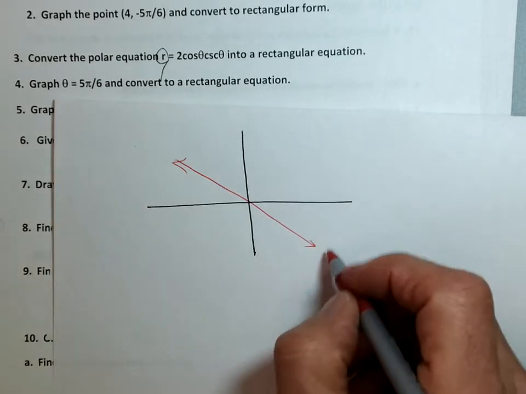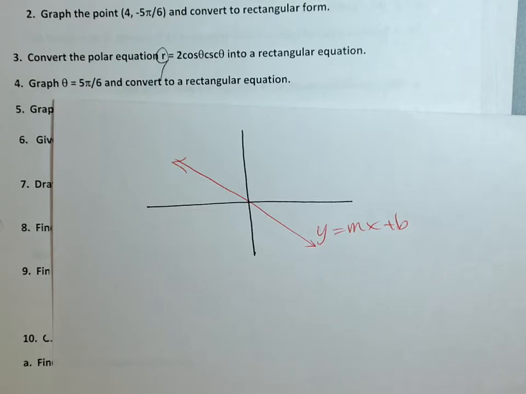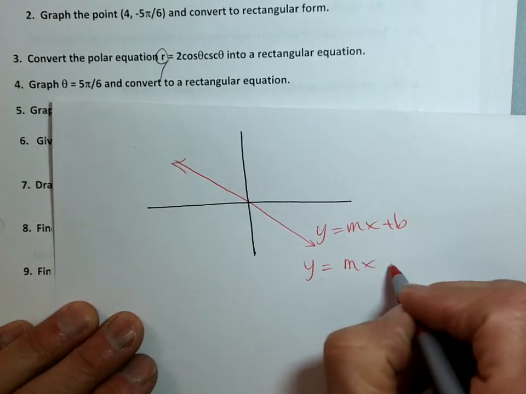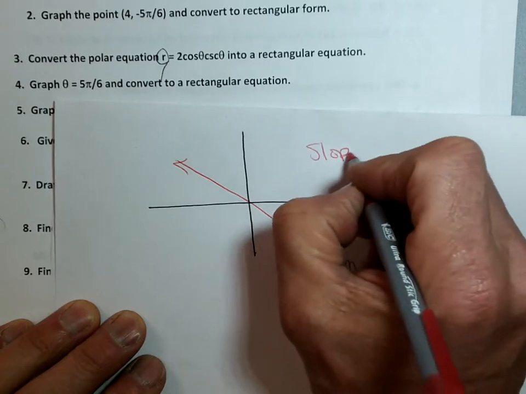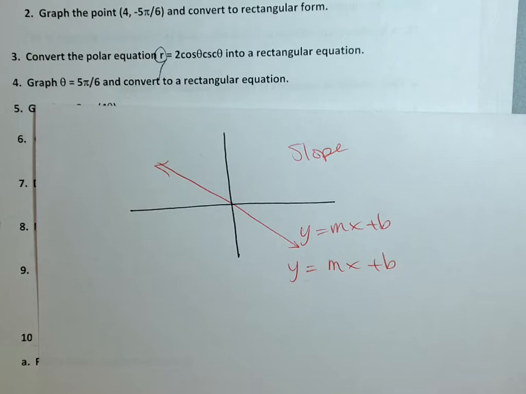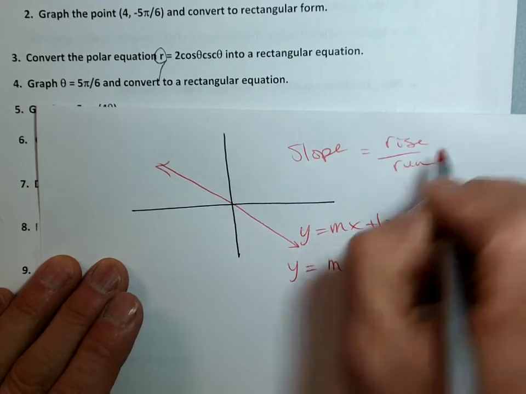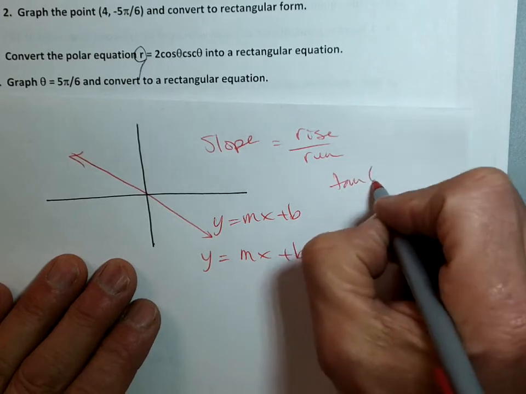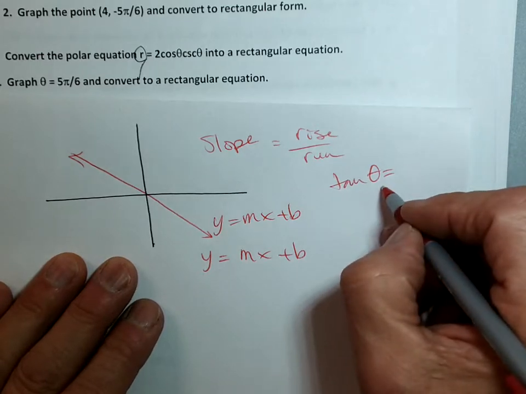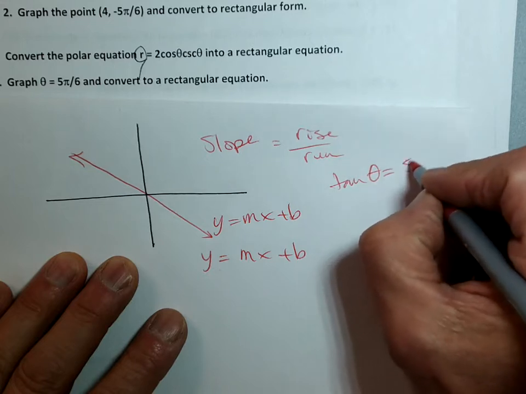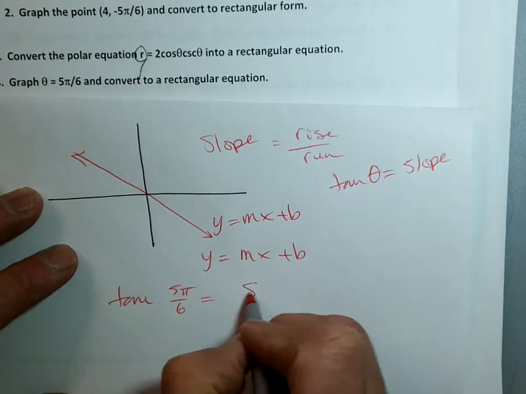Okay, now, if I want to convert this to y equals mx plus b, it's a straight line, right? So then I know the b is 0. So I can go, okay, y equals mx plus b. But I want to find the slope of this line. So how would you find the slope of this line? Well, let's think about this. I know the slope of this line is rise over run, right? Tangent of an angle is y over x, which is rise over run. So the tangent is also the same thing as the slope. So if I take the tangent of 5 pi over 6, I'll get the slope of this line.